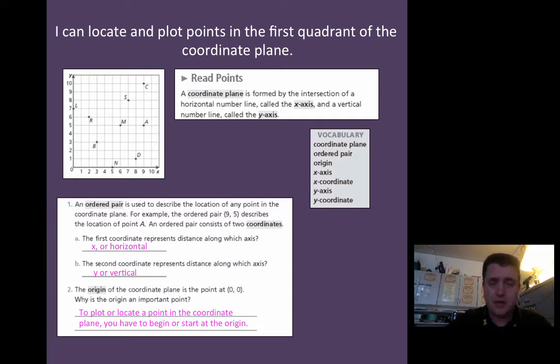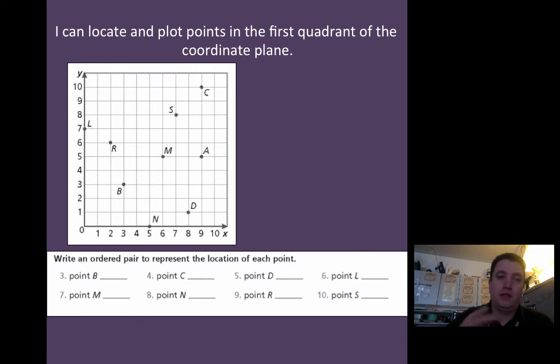As you get more advanced with this, you'll start to see this is only 1/4 of the coordinate plane. There are 3 other quarters, but we're really not going to get into that this year, but they do work with negative numbers as well. All right, so let's go with this part. I can locate and plot points here by knowing where the points are on this coordinate grid.